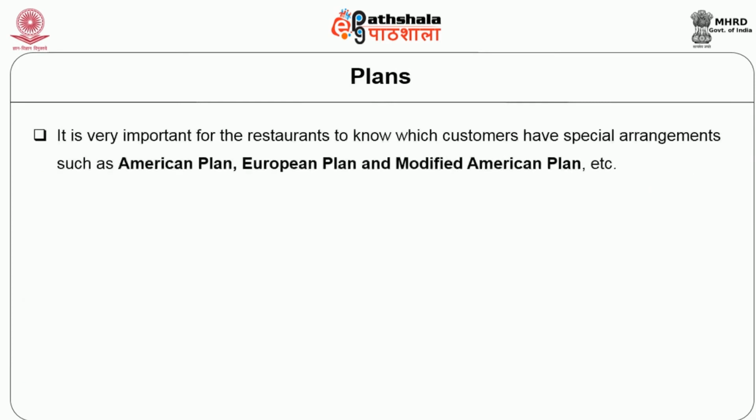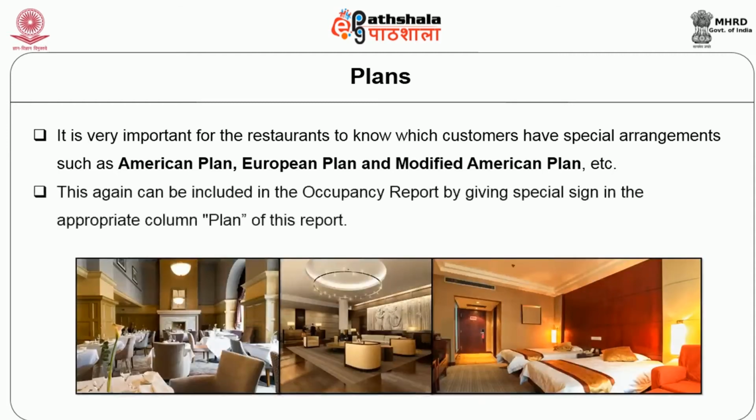Next are plans. It is very important for the restaurants to know which customers have special arrangements such as American plan, European plan and modified American plan, etc., which they are going to follow. This again can be included in the occupancy report itself by giving a special sign in the appropriate column.